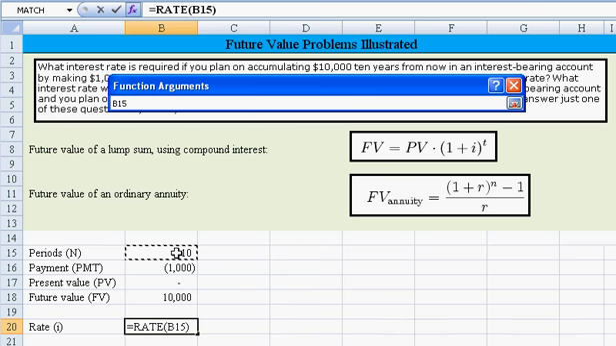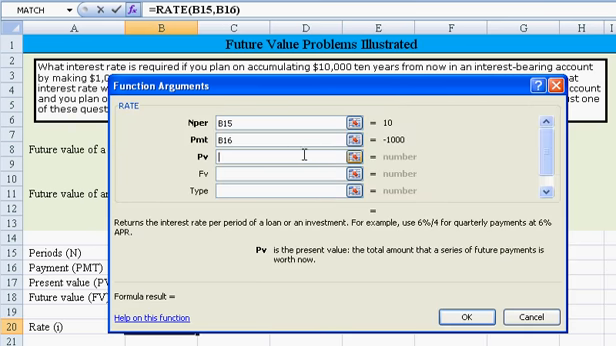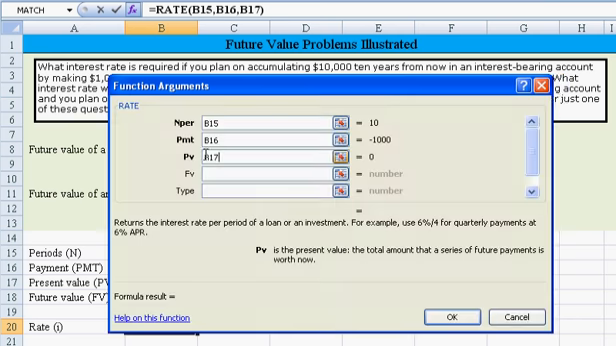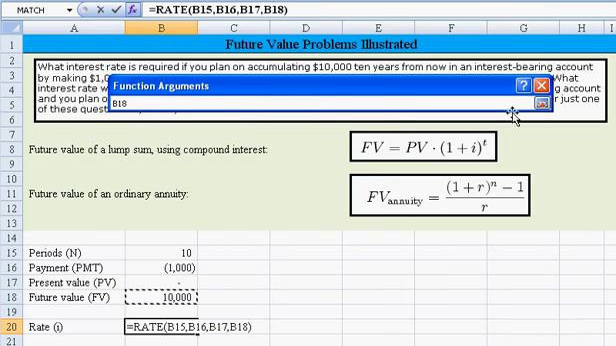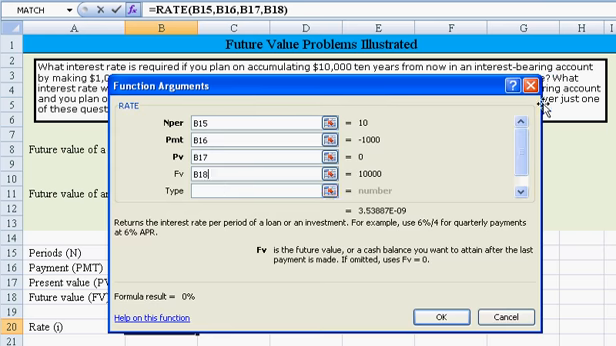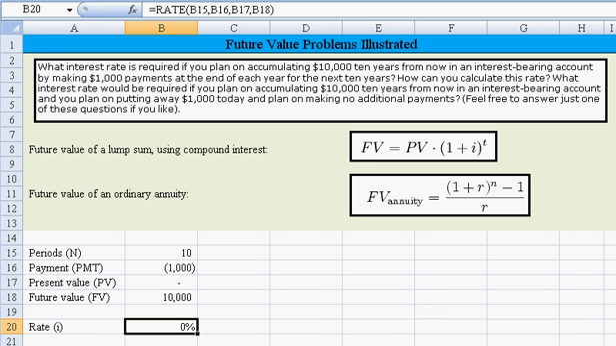The number of periods was in cell B15. The payment amount is the $1,000. It's an outflow. The present value is 0. We can make it 0 or leave it blank. Either would work. The future value is the $10,000 given in cell B18. And the type is a normal annuity. And I like to leave this blank, but you could make it a 0 because 0 or omitted will both work. And what we come back with is an interest rate, and I'll take that to a couple decimal points here, or maybe just one, equal to 0. So we've proved the answer there.